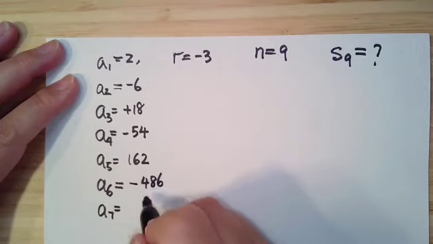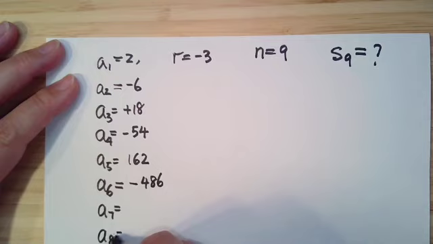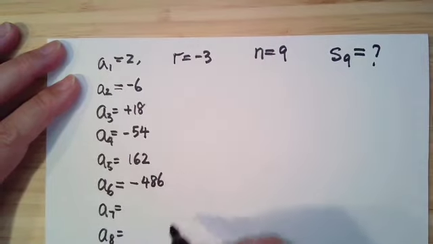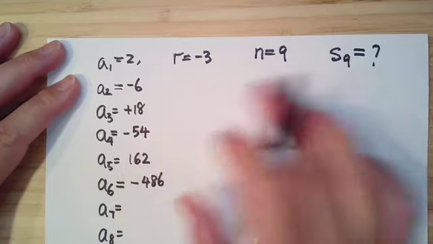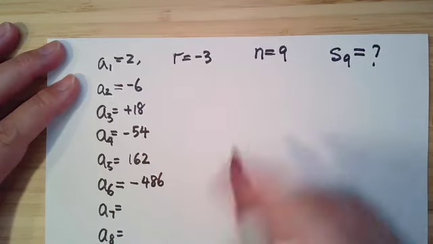a7, this times -3, and a8 and a9. So you can find all the numbers. They're big, I just don't want to do that. And you can add up, you just add them up, you get S9.